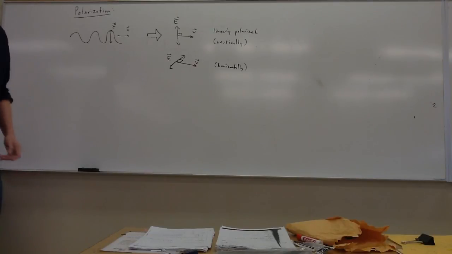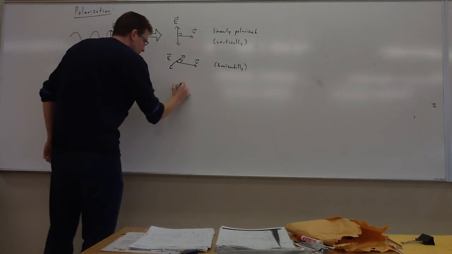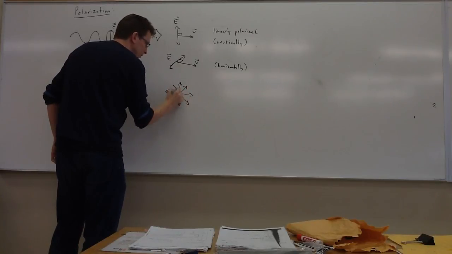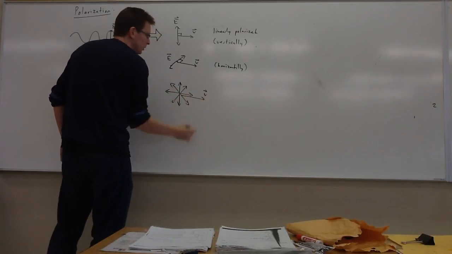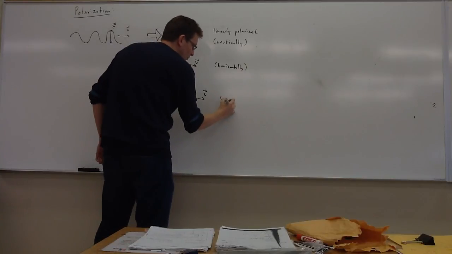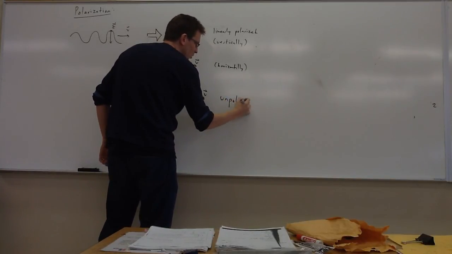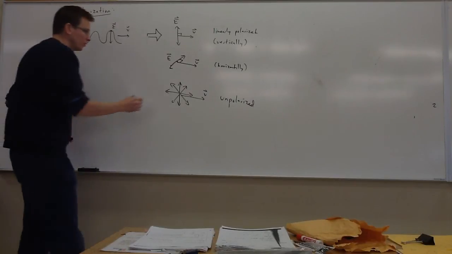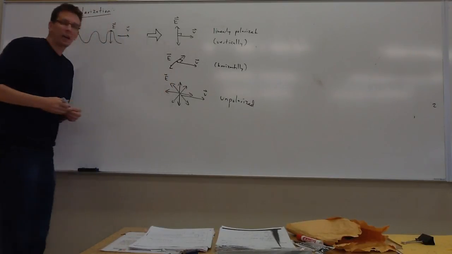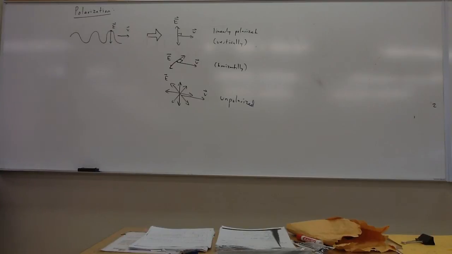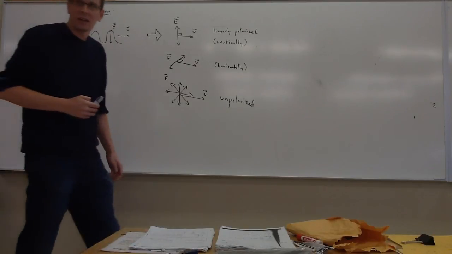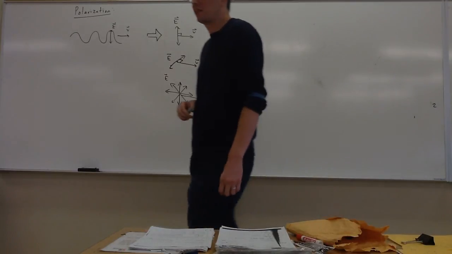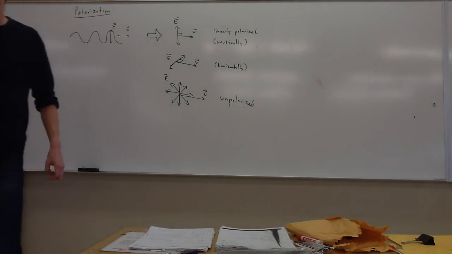I could also have something which is called unpolarized. So this is unpolarized light. Unpolarized is a little bit of a misnomer. It's really all polarized. It has all the polarizations in it. So I guess the reason it's called unpolarized is because it doesn't have any particular preferred polarization.